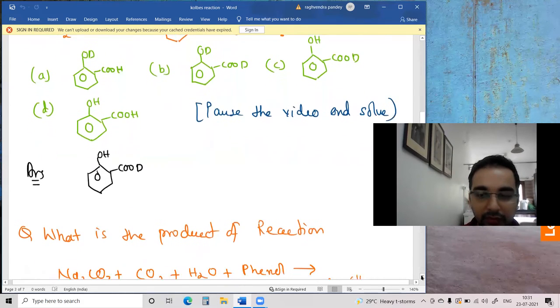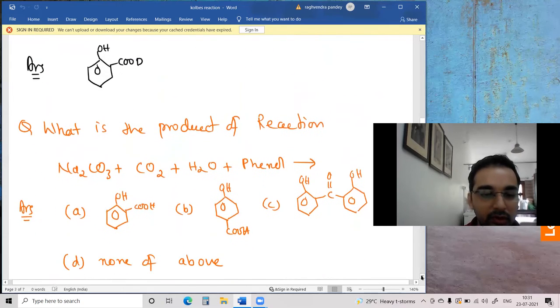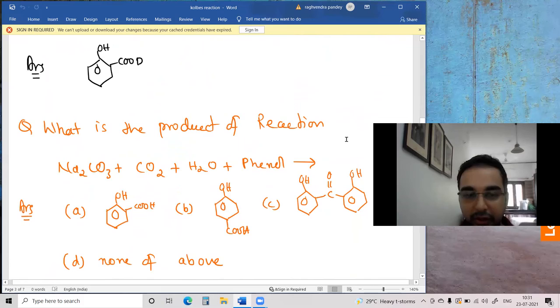What is the product of this reaction? You have to see this one. So there is another question: sodium carbonate plus carbon dioxide plus water plus phenol. So that is a sort of salicylic acid synthesis. You have to see whether it will give a product or not, and what product it will give. One product is salicylic acid, the ortho product. Another is also salicylic acid, the para product.